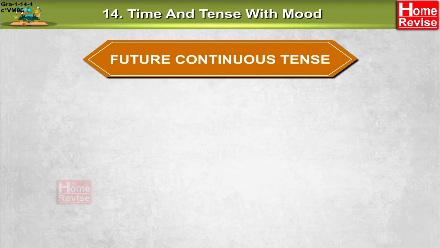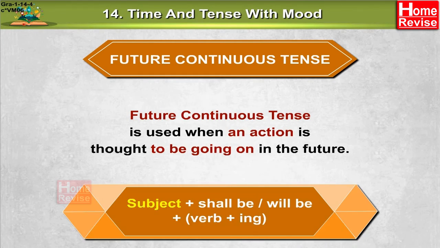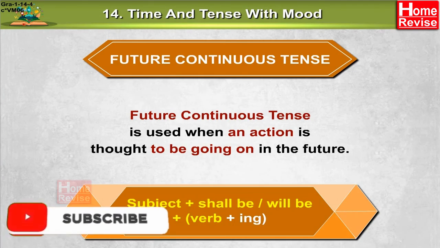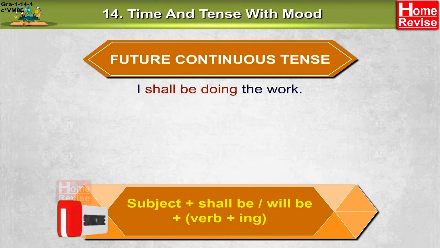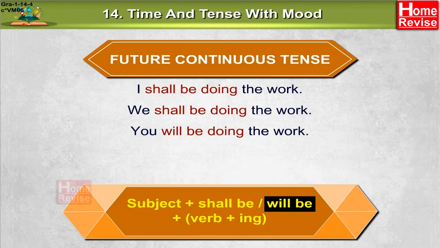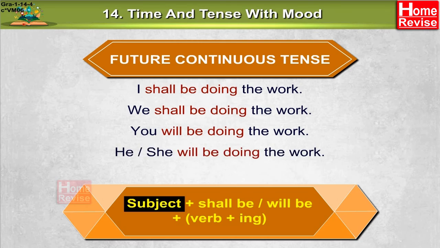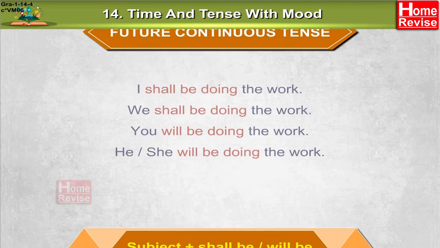Future continuous tense. Future continuous tense is used when an action is thought to be going on in the future. Subject plus shall be or will be plus verb plus ing. I shall be doing the work. We shall be doing the work. You will be doing the work. He or she will be doing the work. They will be doing the work.